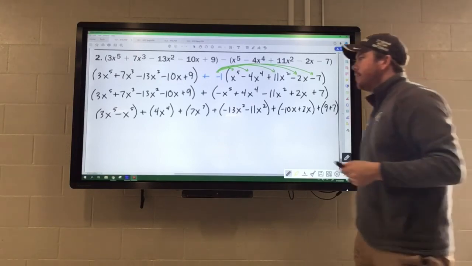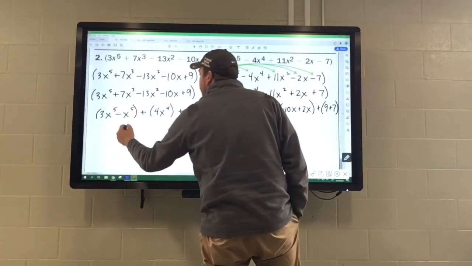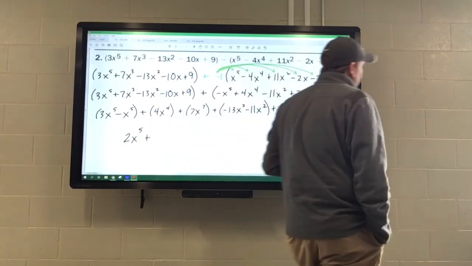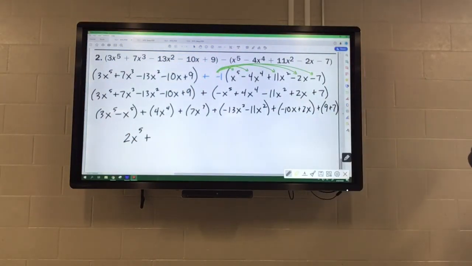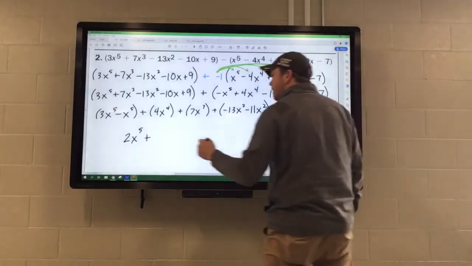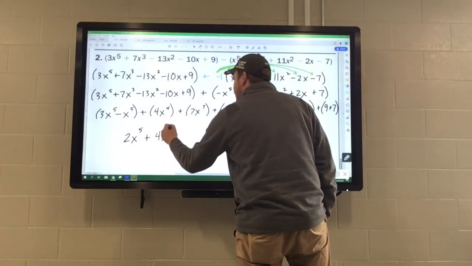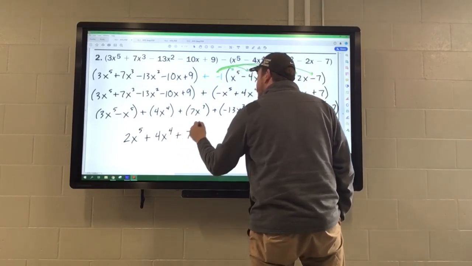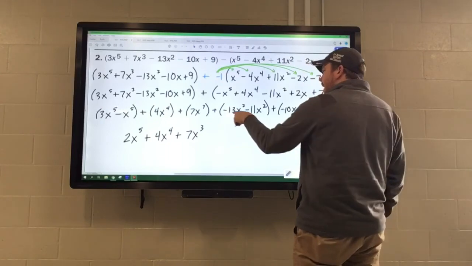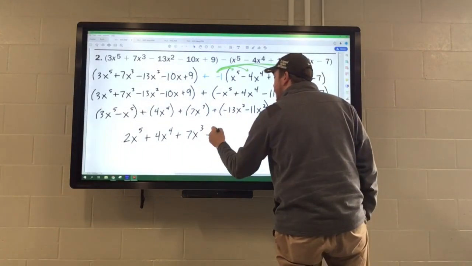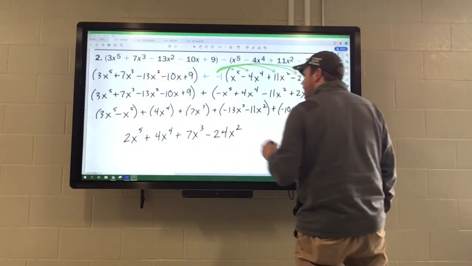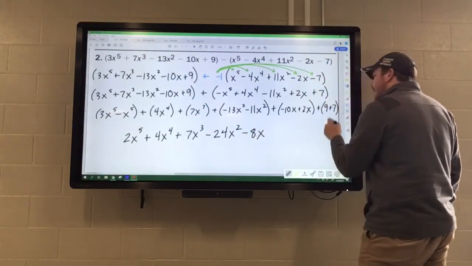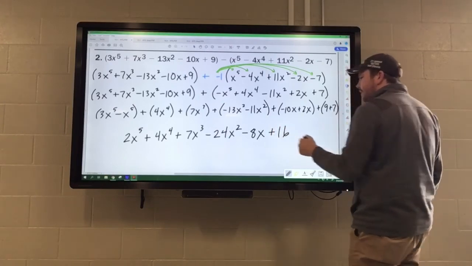Now we just need to simplify. 3x to the 5th minus 1x to the 5th is 2x to the 5th. 4x to the 4th plus nothing else is just 4x to the 4th. 7x to the 3rd plus nothing else is 7x to the 3rd. Negative 13x squared minus 11x squared is negative 24x squared. Negative 10x plus 2x is negative 8x. And 9 plus 7 is 16.